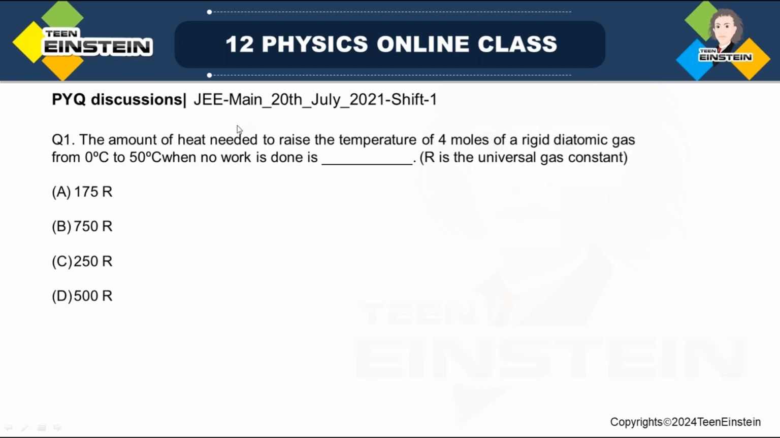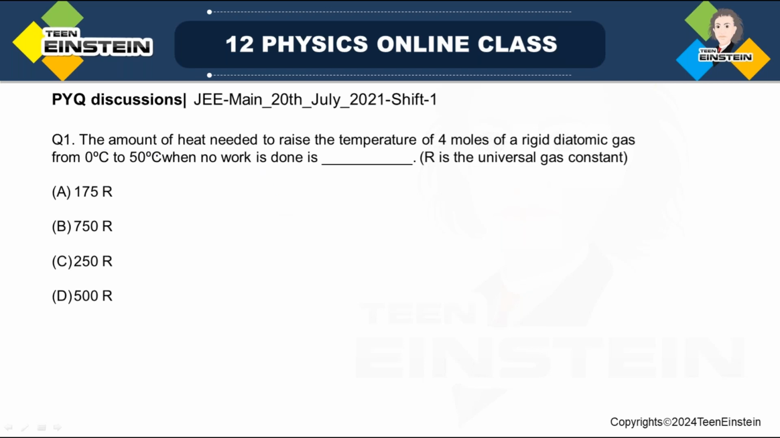So today we are going to discuss few numerical problems from JEE Mains paper 2021 shift 1, and these questions are from the July session. Okay, so July 20th. So let us read the first question.